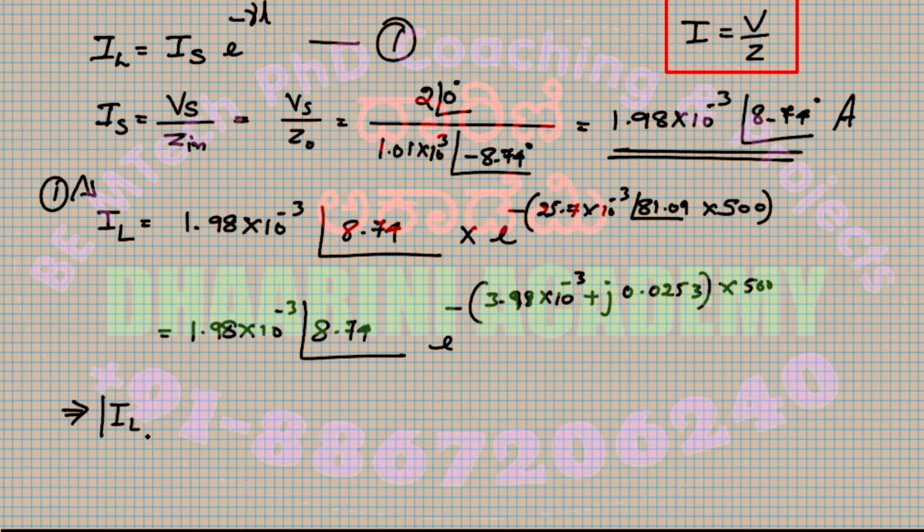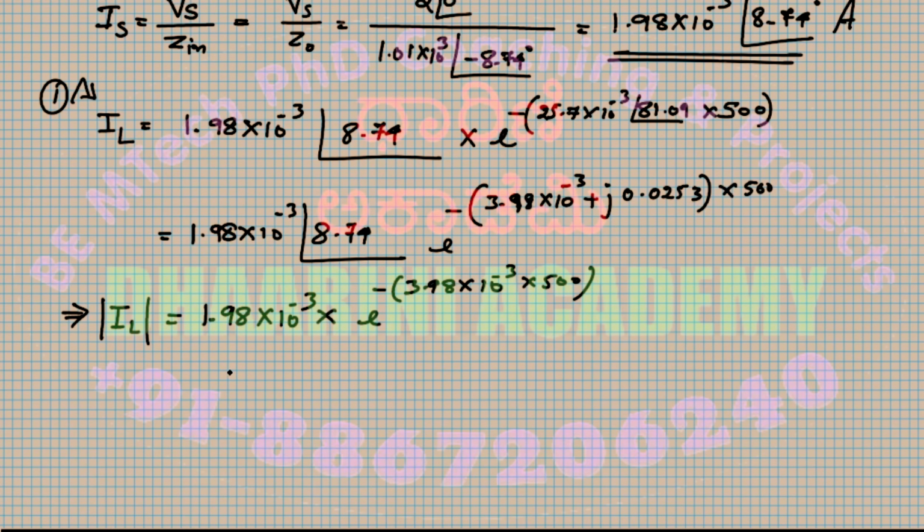of IL. I calculate only the magnitude of IL. Don't worry about the angle, just calculate the real part only. What is the real part? 1.98 into 10 to the minus 3 into e to the power minus of, even in the e to the power I have a real number coming up, that is e to the power minus of 0.0253 into 500. Just calculate this. This is the other option you have. Whenever the calculator is not giving you an answer for the whole expression, think about what you actually need. If you need only a part of it, just calculate that and write that you're calculating only this part.